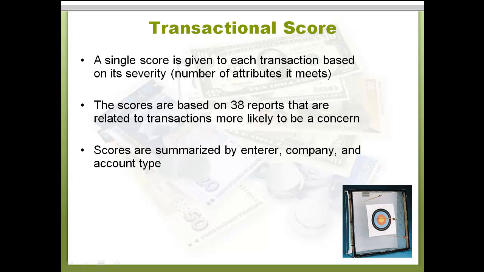We utilize a transactional scoring approach where a single score is given to every transaction based on its severity and number of attributes. The attributes are based on 38 reports that we consider to be problem or concern reports, such as round dollar journal entries that might just be a debit or credit, or ones that might have been posted, let's say, after hours. Then we summarize that type of transactional score by enterer, company, and account type.